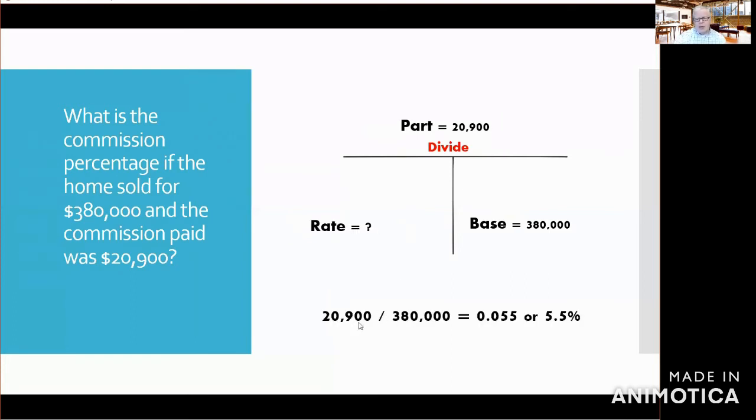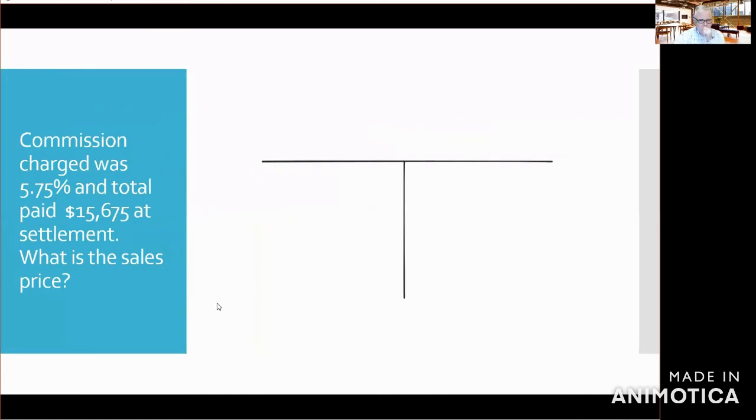So if I took the $20,900 divided by 380,000, it comes out to 0.055. Once again, to make it into a percentage, I move the decimal point 2 places to the right, and it gives me a 5.5% commission rate.